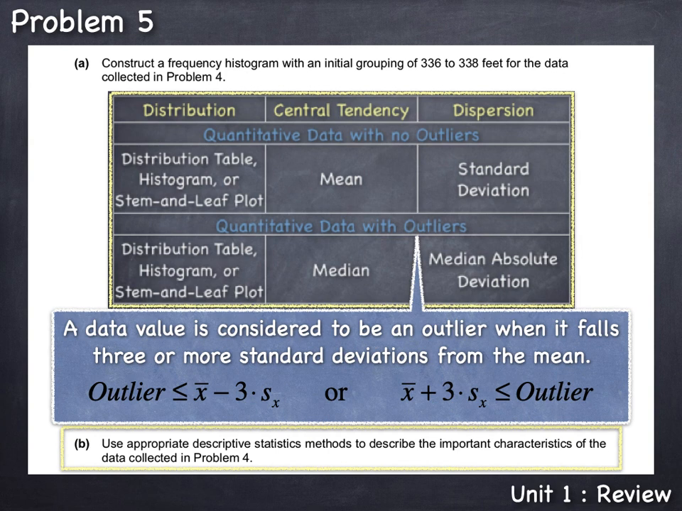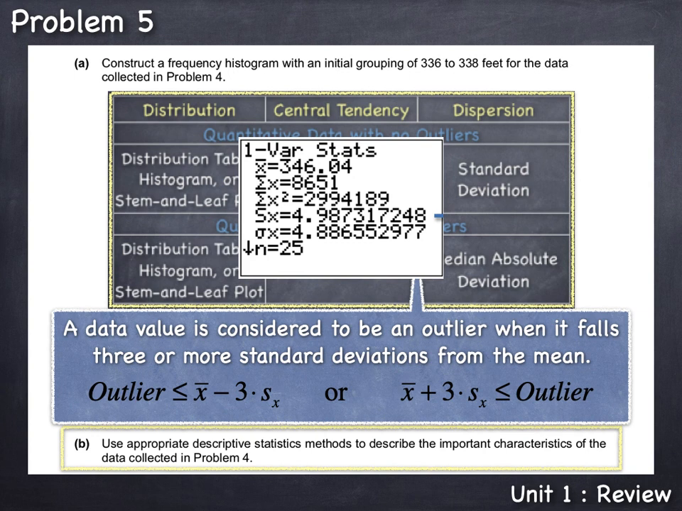The x bar -3 s sub x would identify the cutoff for outliers on the below average side. So outliers are any values that are less than or equal to x bar -3 times s sub x. Or outliers on the above mean side are any values that are greater than or equal to x bar +3 times s sub x. So we've already calculated the sample mean and the sample standard deviation in problem 4, so we could use those results to help find the cutoff to identify any outliers.